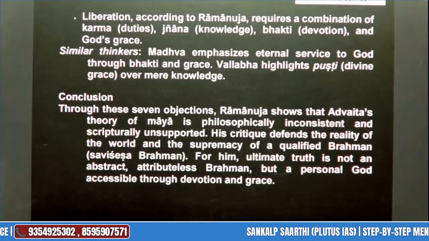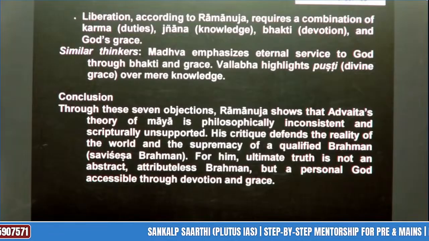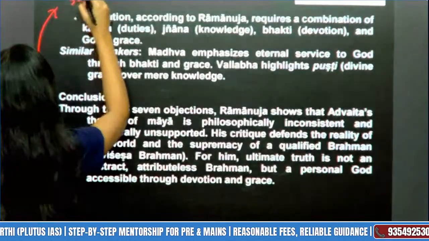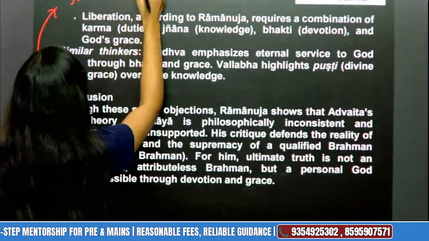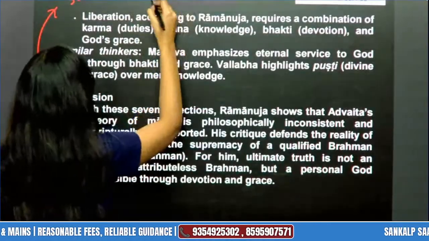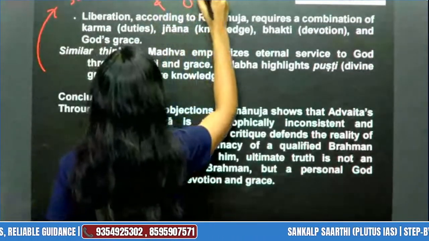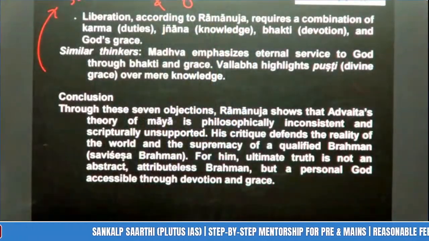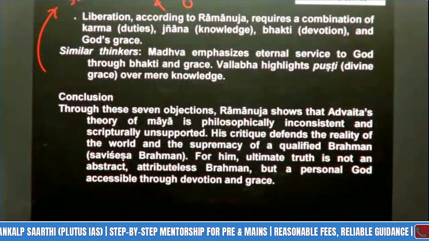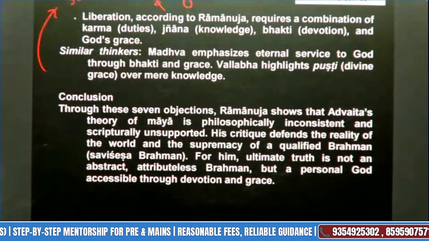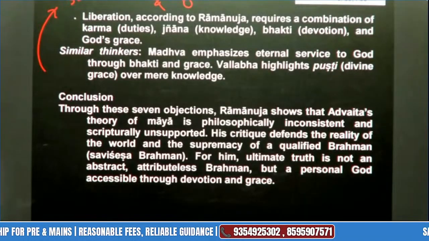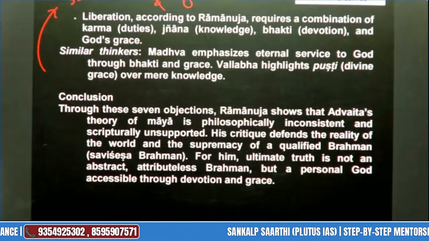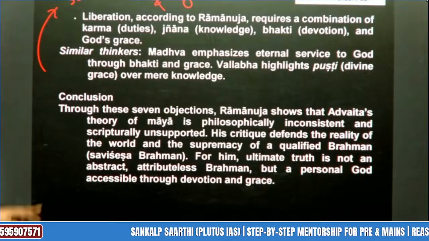So in this, Ramanuja shows that Advaita's Maya doctrine is self-contradictory and against scripture, and against nature. Okay, so for Advaita, the world is illusion, right? But for Ramanuja, the world is real, created by a personal Brahma. So the ultimate truth is Brahma with qualities, which is accessible through bhakti and grace. Please read the conclusion.